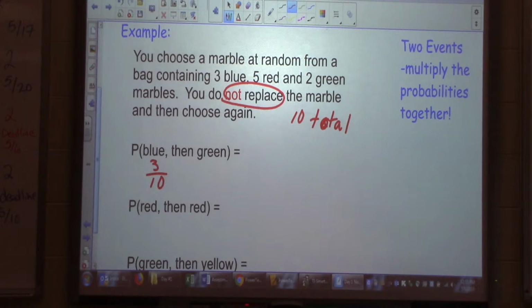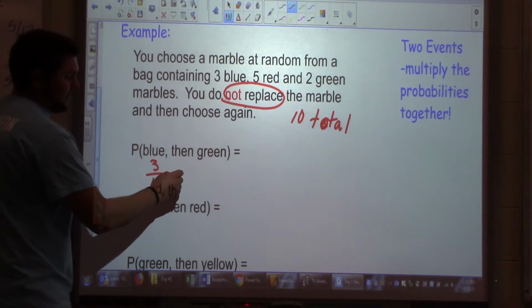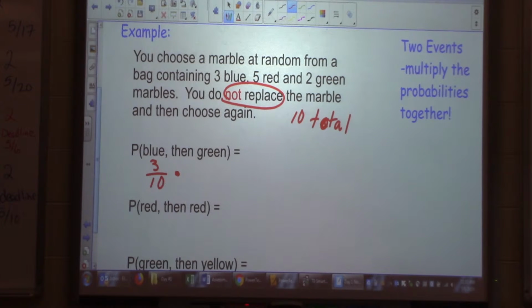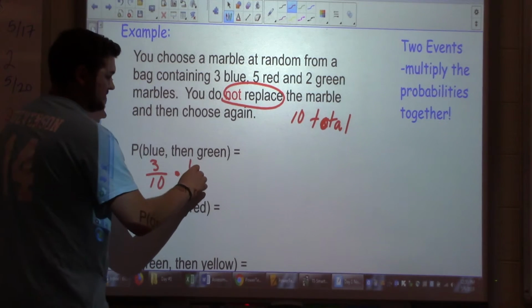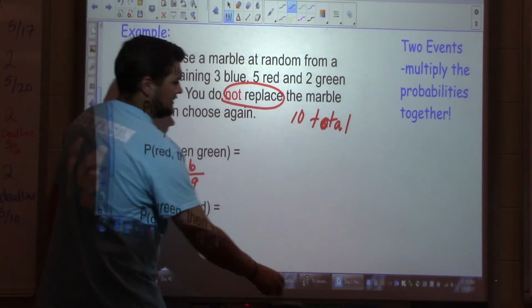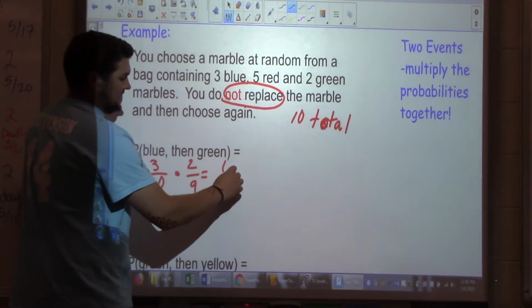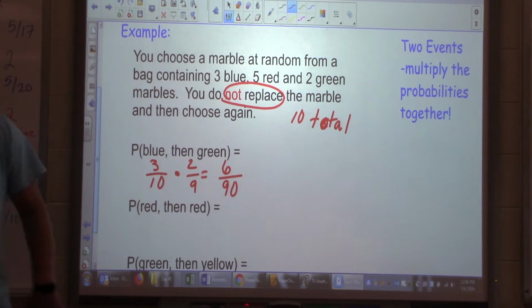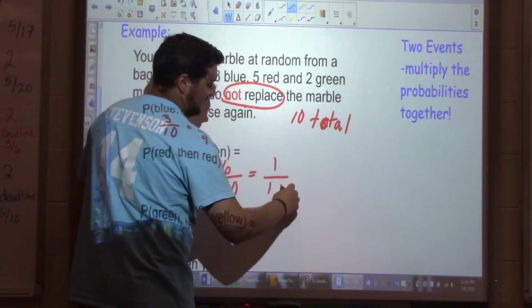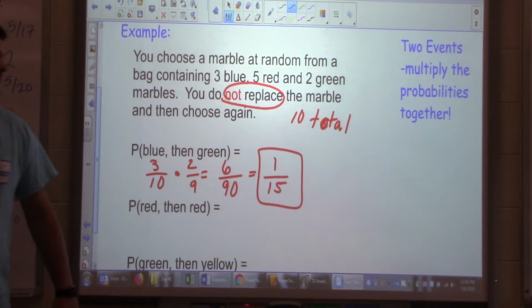If we don't replace it, now you want to pick a green, so we multiply by the probability of picking a green now. There are only 9 marbles left, because we picked one out and set it to the side. So there are 2 green out of 9 total, 2 out of 9. So we have 3/10 times 2/9, which is 6 over 90. And what should we do to 6 over 90? Reduce it. It reduces to 1/15. So the probability to pick a blue and then a green will be 1/15.